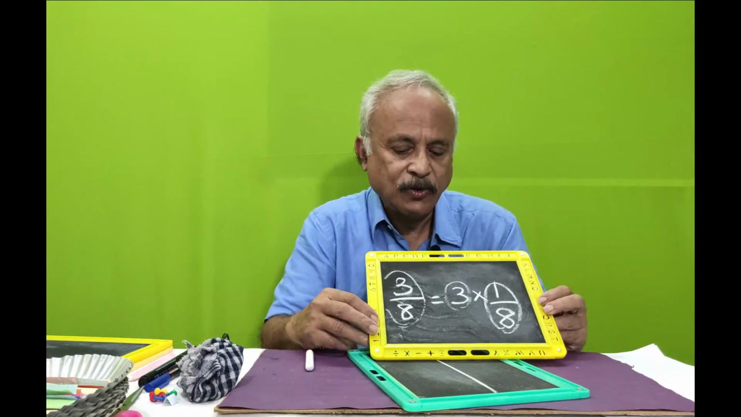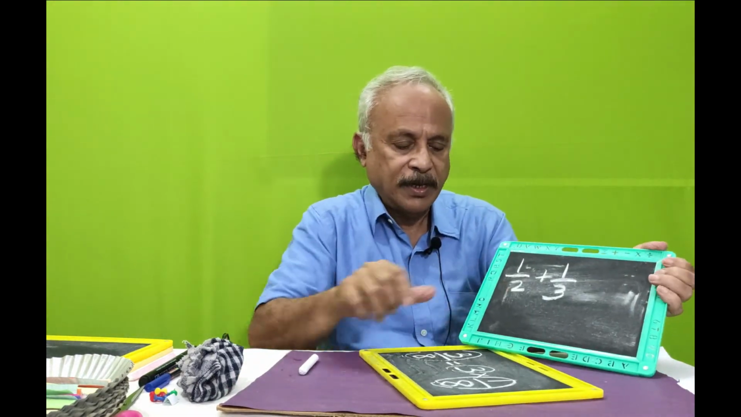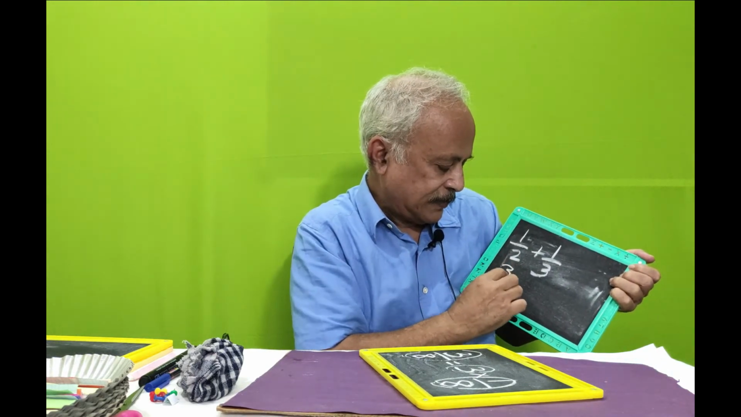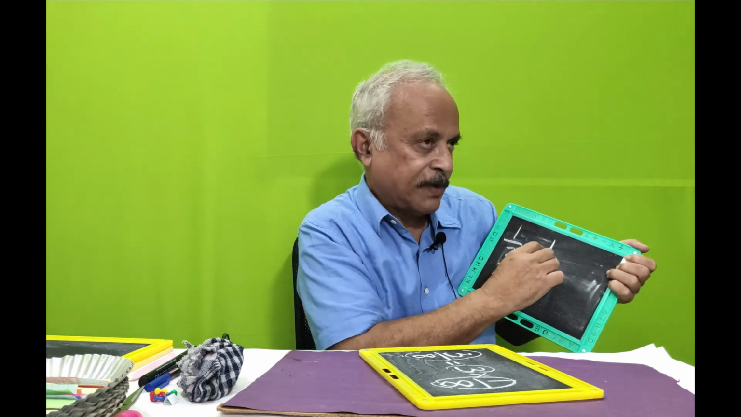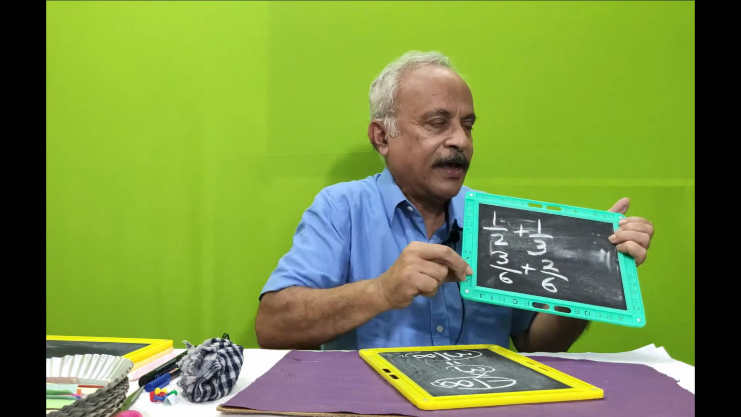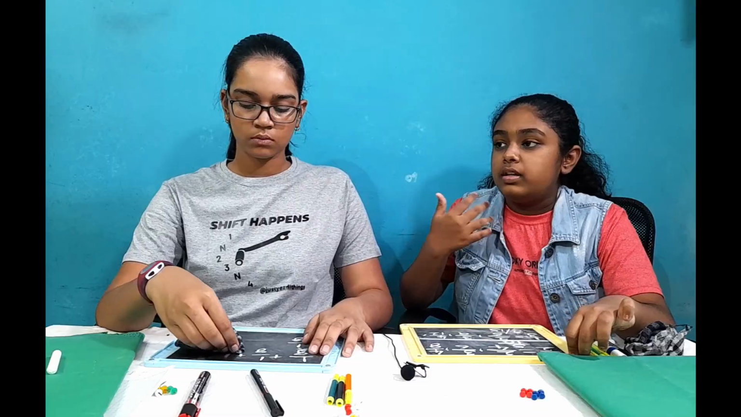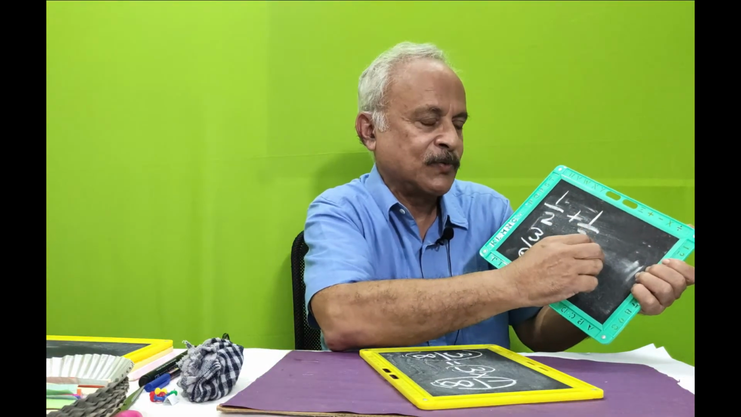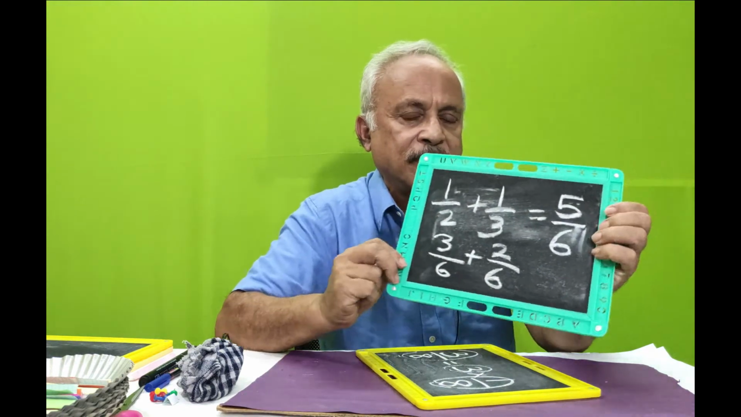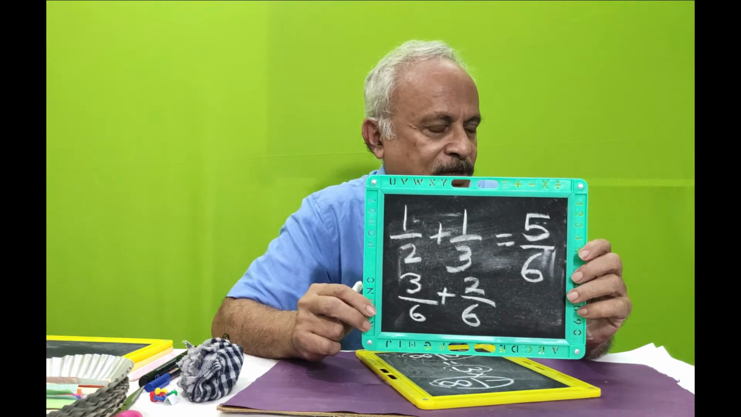Okay, so now for 1 by 2, I will replace it by 3 by 6, and 1 by 3, I will replace it by 2 by 6. And we know how to do 3 by 6 plus 2 by 6. What is the answer? 5 by 6. So the answer of 1 by 2 plus 1 by 3 is 5 by 6. Okay, so now we know how to do this addition.